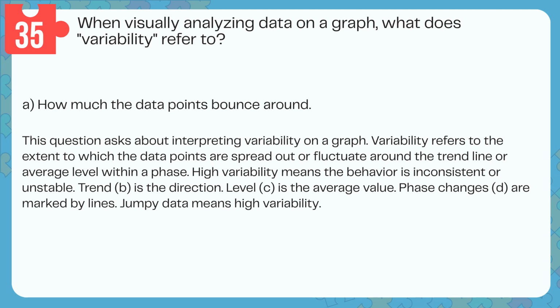Trend, B, is the direction. Level, C, is the average value. Phase changes, D, are marked by lines. Jumpy data means high variability.